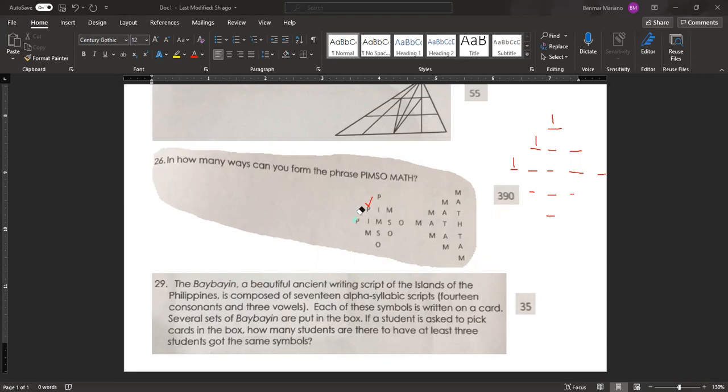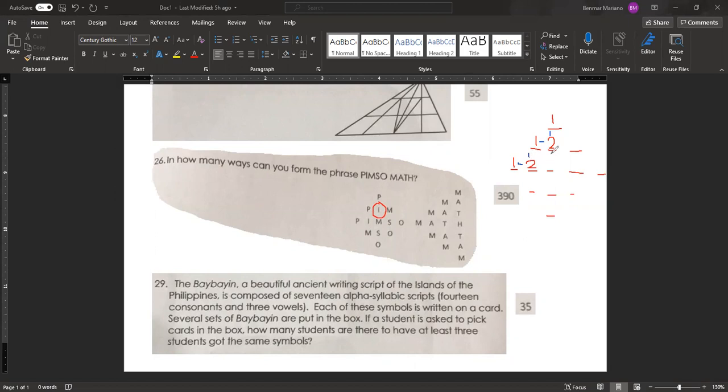Let me erase this one. Now, for our letter I, focus on this one. For letter I, I will put down number 2 here. Teach, why did you put number 2? 1 plus 1 is 2. Wait lang, I'm just going to use another color so that it won't be confusing. So 1 plus 1 is 2. In here, 1 plus 1 is 2.